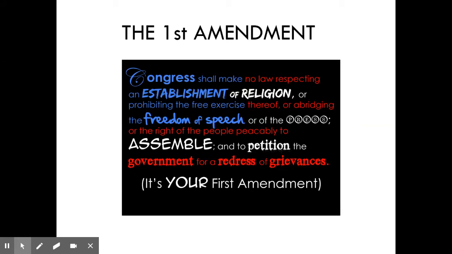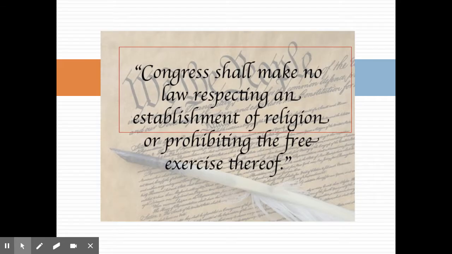So this video is going to focus on the First Amendment, which is probably the most famous of the amendments. It protects your five basic fundamental freedoms as an American: your freedom of religion, freedom of press, freedom of speech, freedom of assembly, and the right to petition. This video is going to focus just on the religious component of the First Amendment.